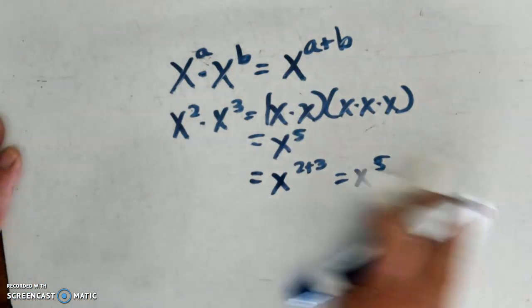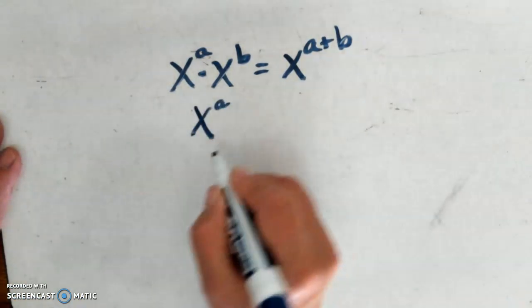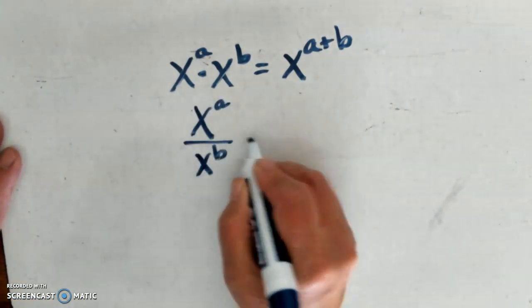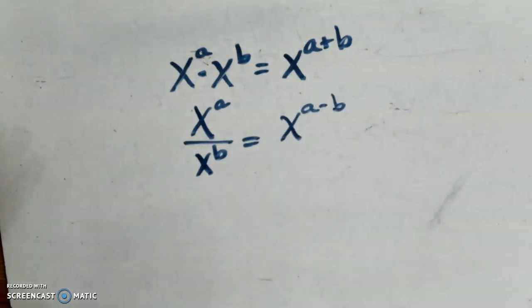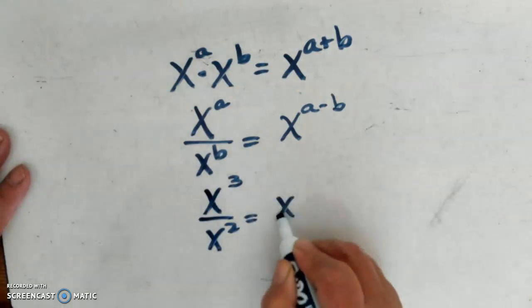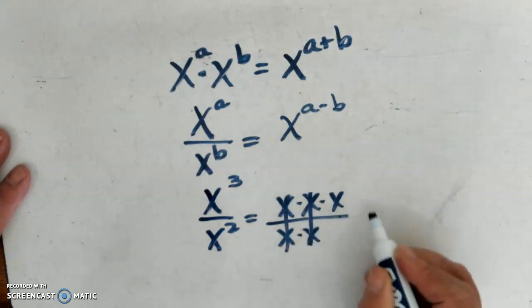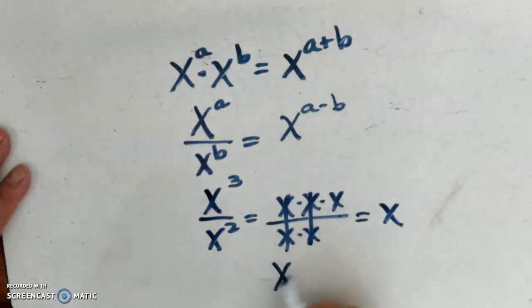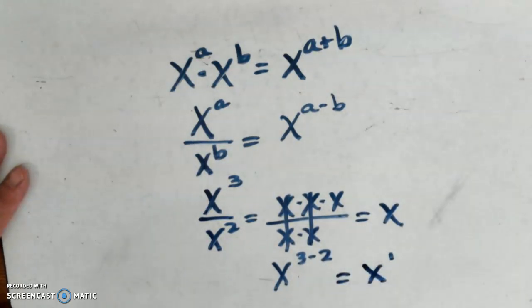The next rule that we learned was that if I'm dividing x to the a power divided by x to the b power, that comes out to be x to the a minus b. And again, I can prove this. It works every time, whether you're using numbers or letters. Say I have x to the third power divided by x squared. That's x times x times x, all over x times x. These cross off, and this is equal to x. And x to the 3 minus 2 power is the same as x to the first power, which those are the same. Okay? So that was our second rule.